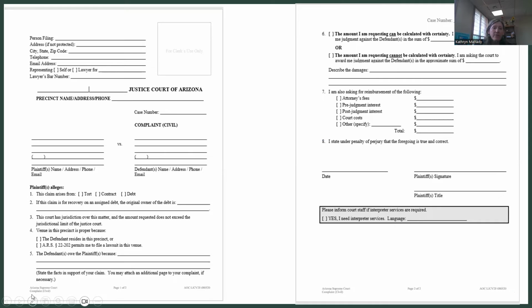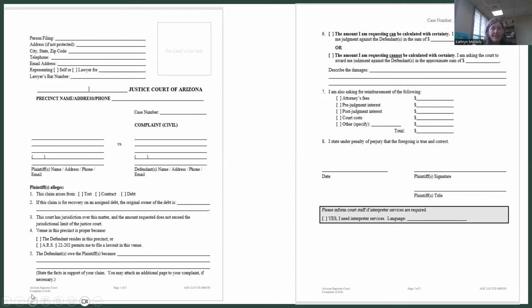This is the rest of the complaint form. Number one is what we just looked at, what the claim arises from. Number two is if the claim is recovery on an assigned debt. So it means that there was a debt to somebody and they assigned that right to collect to you. That's kind of unusual. It's surprising that that's the second question, but it is unusual that that's the situation. If it doesn't apply, you just write NA.